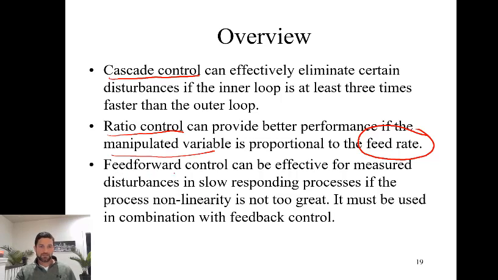And then finally, we talked about feed-forward. It can be effective for measured disturbances and slow processes, or other types of disturbances that really can't be accommodated using cascade or ratio control.